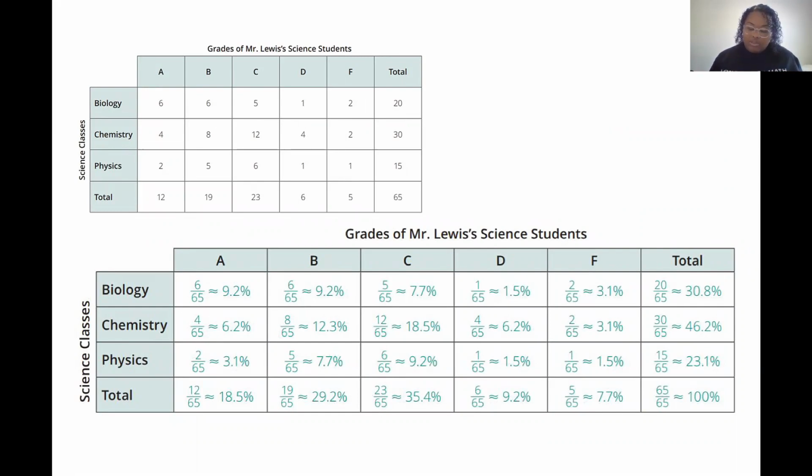So you can see in this table on the bottom here that we have each of the values from the cells. So for example, if we look at the students receiving an A in biology, there were 6 of them. And now we can see that for the marginal relative frequency distribution, we take that 6 and divide it by 65 to get 9 2/10%. We've done that in each cell, dividing by 65, including in the bottom right where we have 100% of our data being represented there.